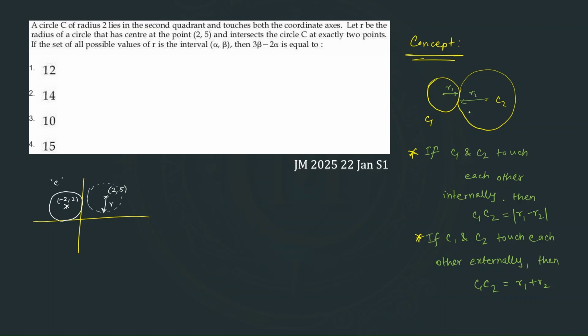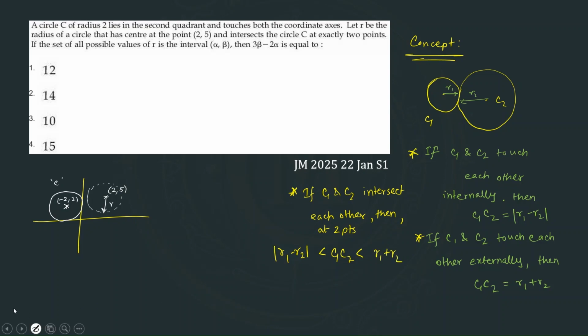Now if the two circles intersect each other at exactly 2 points, then this C1C2, which is the distance between their centers, should lie in the range between modulus of R1 minus R2 and R1 plus R2. So this is the main concept that we have to apply to solve this question.